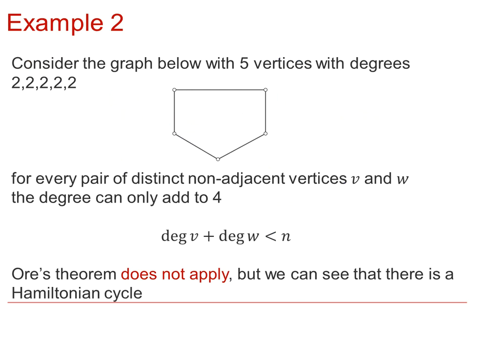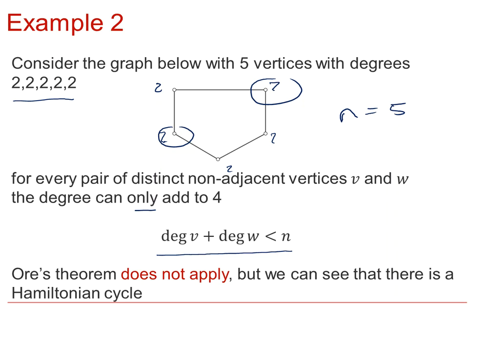In this example here, we can see that each of the 5 nodes has degree 2. And so for every pair of distinct non-adjacent vertices, v and w, so for example this one and this one, the degree can only add to 4, and therefore, given that n is 5, those 2 degrees must be less than n, and so Ore's theorem does not apply. But we can see there is a Hamiltonian cycle.